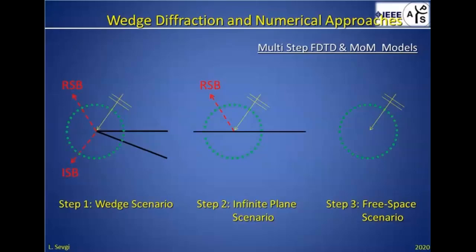So in the first scenario on the left, we have all components: incident field, reflected field, and diffracted field. In the second scenario, we have only incident field and reflected field, no diffractions. On the right, in the third scenario, we have only incident field. So if we combine all three, we can identify or distinguish incident field, reflected field, and diffracted field. So this is why we call it multi-step FDTD and method of moment models. Next slide, please.